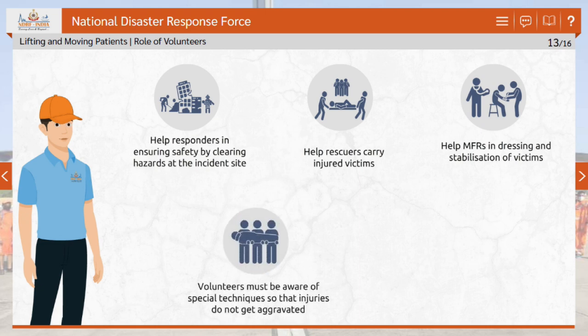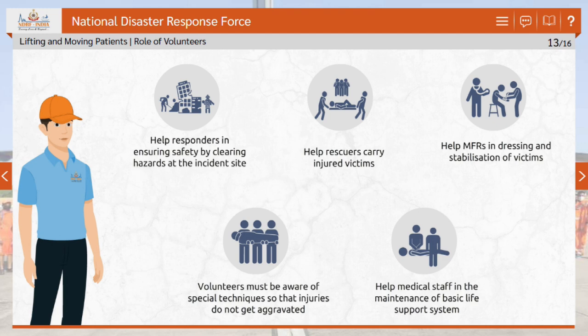Volunteers must be aware that certain patient conditions call for special techniques so that injuries do not get aggravated. In such conditions, wait for a medic or doctor. Volunteers may help medical staff in the maintenance of basic life support system.